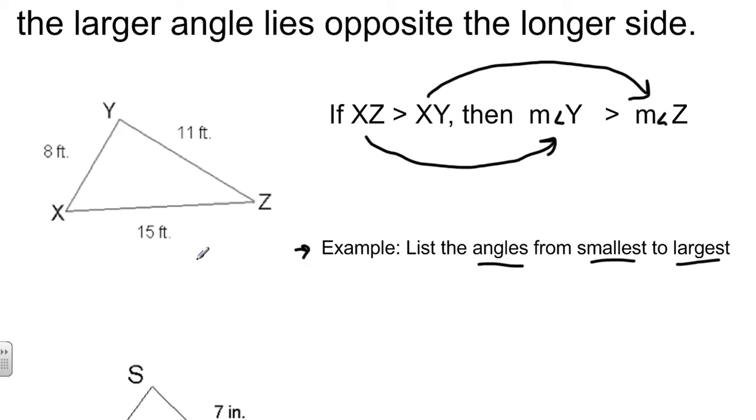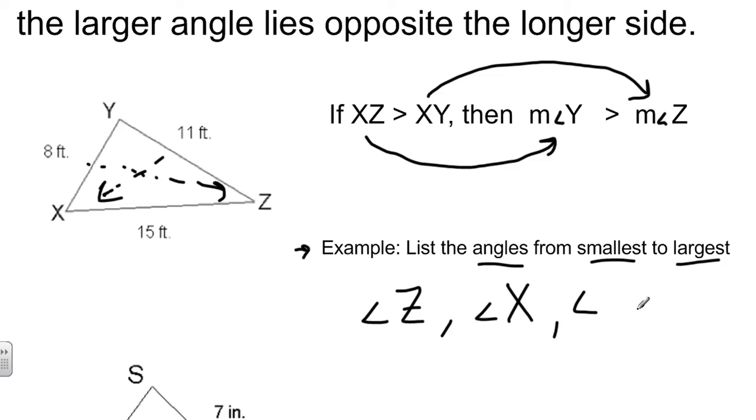So what's our shortest side length? 8, XY. So what angle is opposite XY? Z. Good. So angle Z is our smallest angle. All right. What's our middle length side? Middle length side YZ, and then angle X is opposite that. And then what's our largest angle? Angle Y. Okay, so from smallest to largest, Z, X, Y.